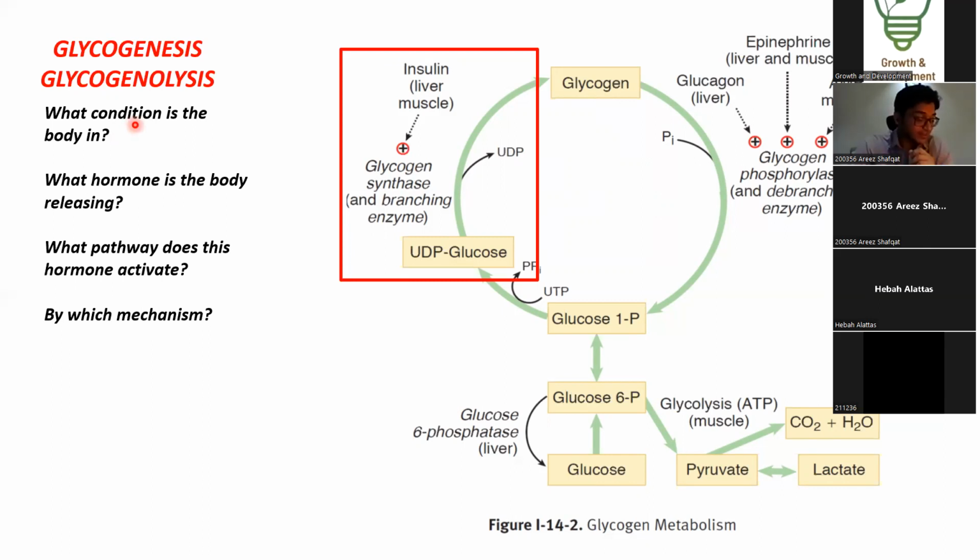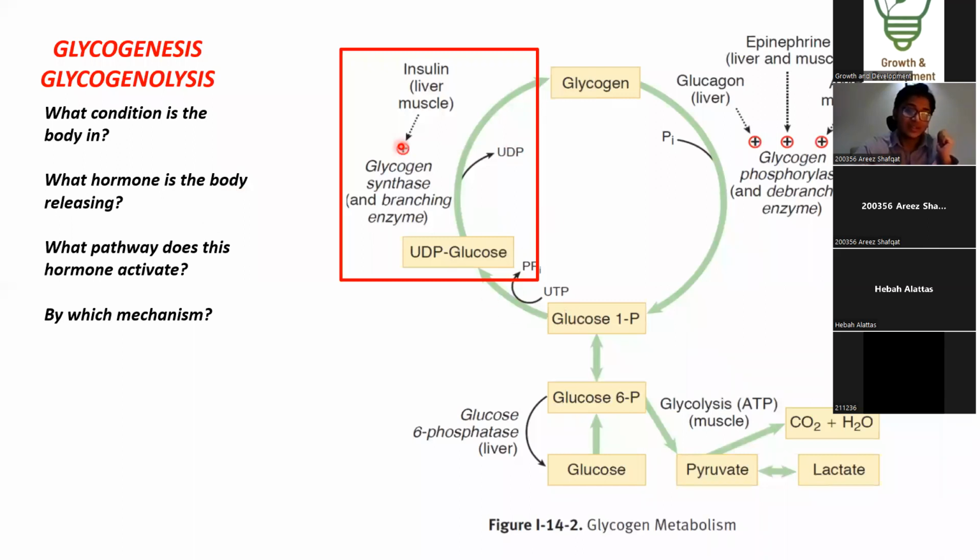Well-fed, because with glycogen, you're storing glucose. You would store glucose when you have a lot of glucose. That means you're well-fed. So glycogen synthesis is occurring when you're in well-fed conditions. That means which hormone is the body releasing? Insulin. That means insulin will activate glycogen production.